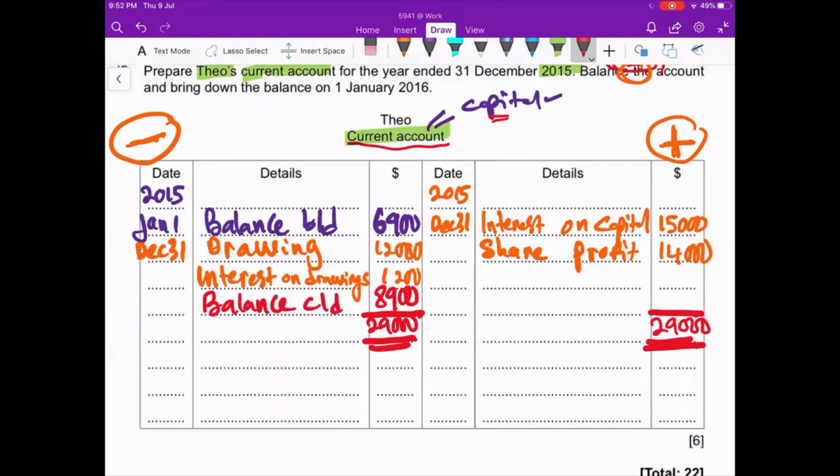Can I stop at balance CD? No, you are not allowed to stop at balance CD. This balance CD needs to be transferred to 2016, January 1, balance BD. My balance BD will be 8,900. This is how we do the current account.